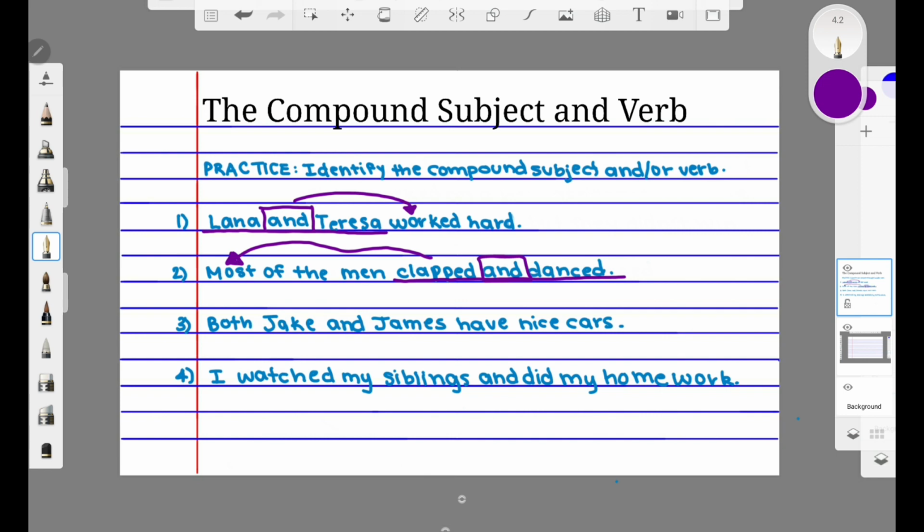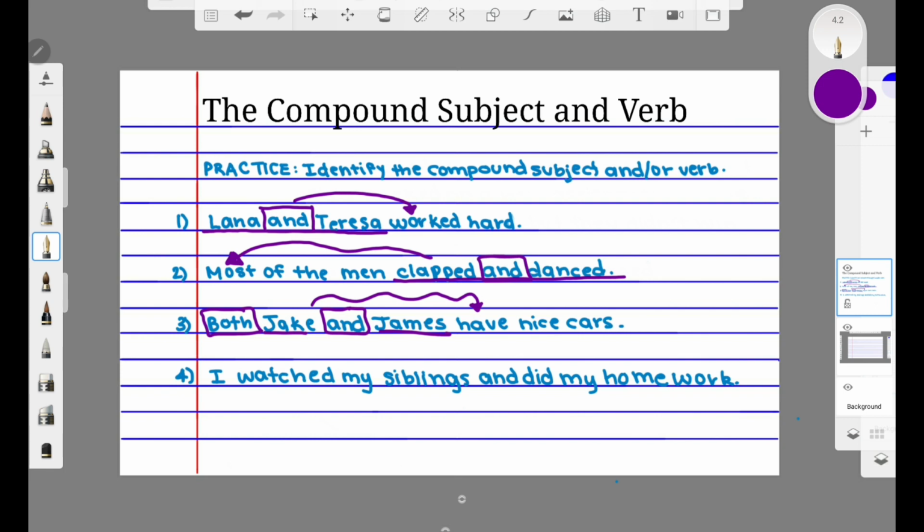Number 3, both Jake and James have nice cars. We have this coordinating conjunction, and, joining Jake and James because they have the same verb, have. That is your compound subject.